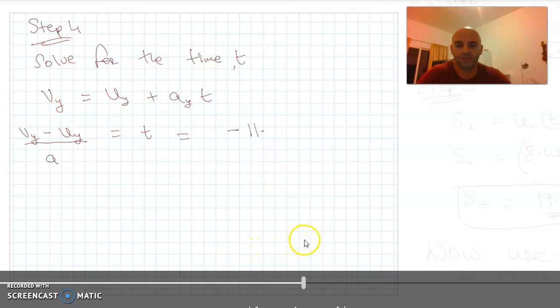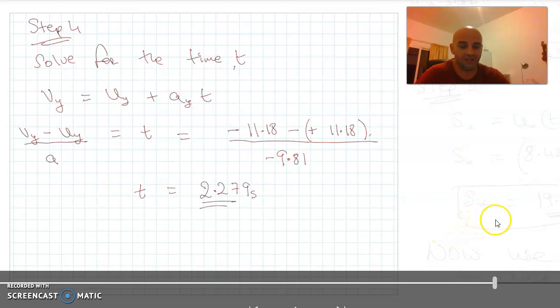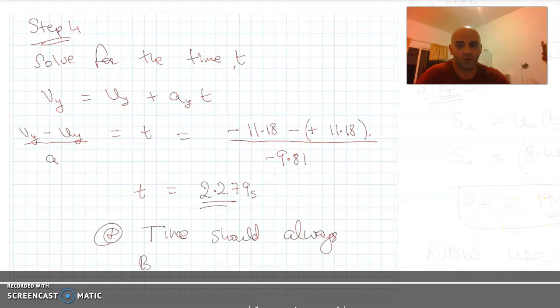That gives us a negative 11.18 meters per second for the final velocity, minus plus 11.18 meters per second, because that was the initial velocity. So minus times plus becomes minus. And then divided by the negative acceleration. Now, you should always expect your time to be negative. Time will always be negative in these calculations, otherwise you have made a mistake. Go back and double check.